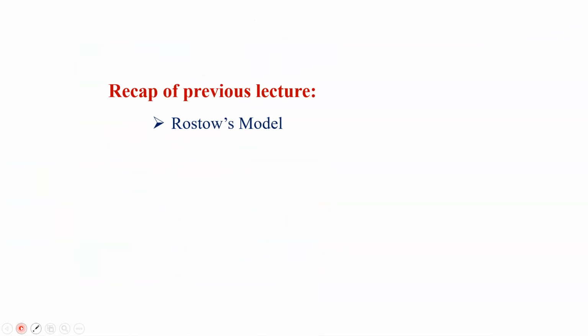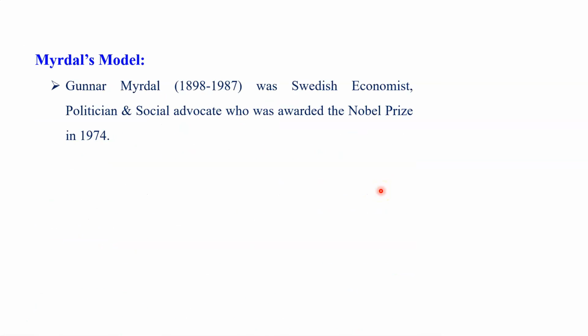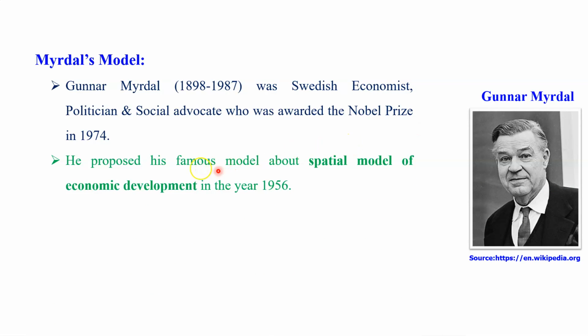Dear student, in the previous lecture we discussed detailed information about Rostow's model. Today our learning objective is very simple: to discuss Myrdal's model. Myrdal's model is very famous in economic geography. Gunnar Myrdal was a Swedish economist, politician and social advocate who was awarded the Nobel Prize in 1974. He proposed his famous spatial model of economic development in the year 1956. This model is also known as Myrdal's model.